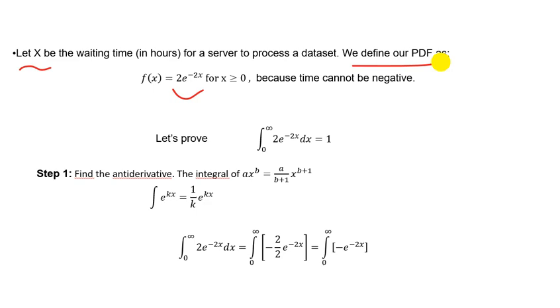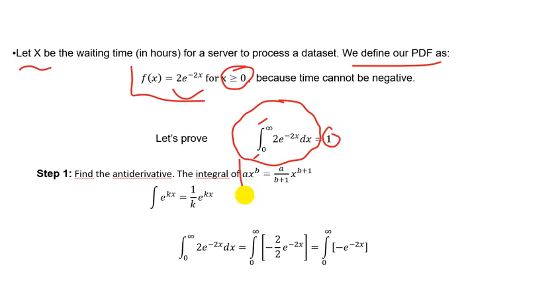We defined our PDF as this, so f(x) equals 2 exponential minus 2x for x greater than 0. So the function is defined from 0 to infinity. So let's prove that the area under the curve of this function is 1. So in the first example we saw this. This is how we find the integral or the antiderivative.